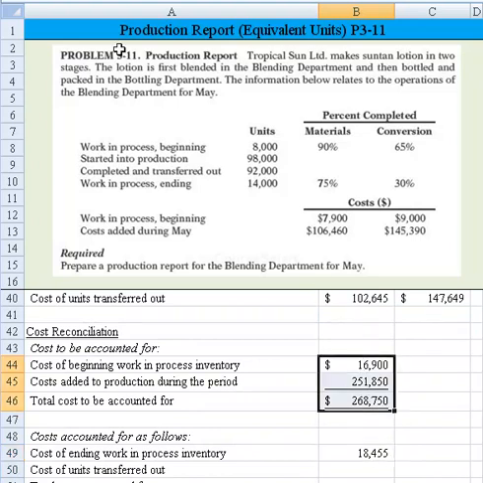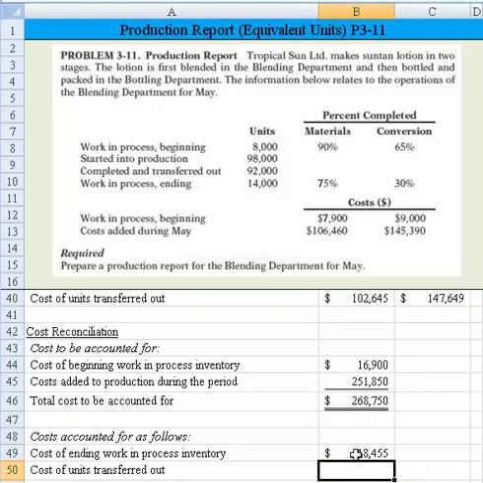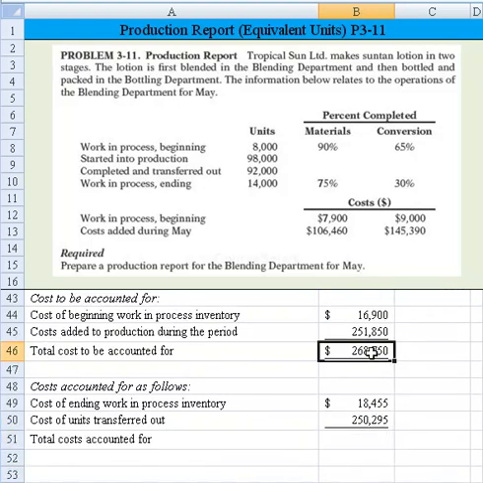By the way, I'm going to format this all the same way, right? And the units transferred out would be that 102,645 that we did in the earlier step, plus that 147,649 for conversion cost. And if we've done this right, I can copy this formula, and that number there will equal that one. And it does. So we've worked this problem, everyone. I hope you found that beneficial.